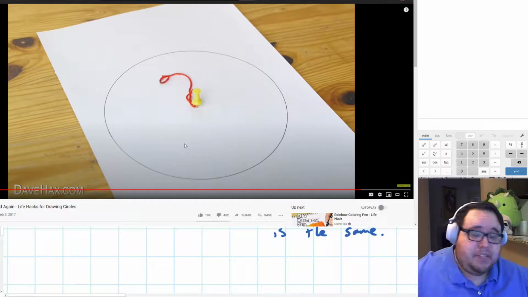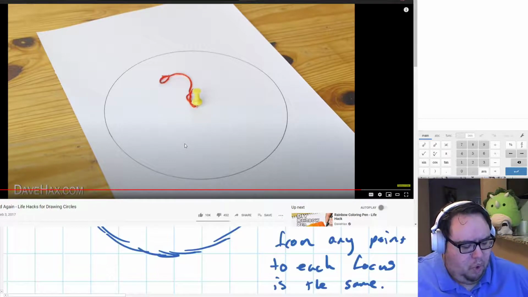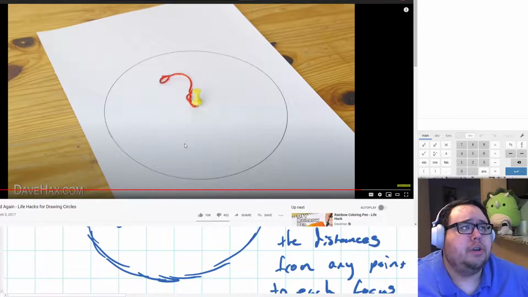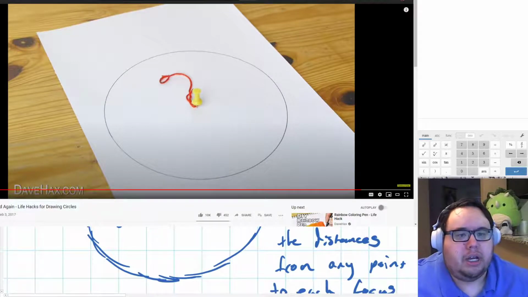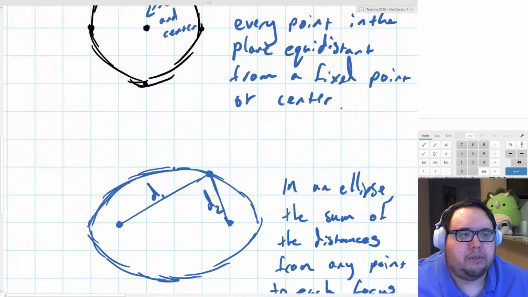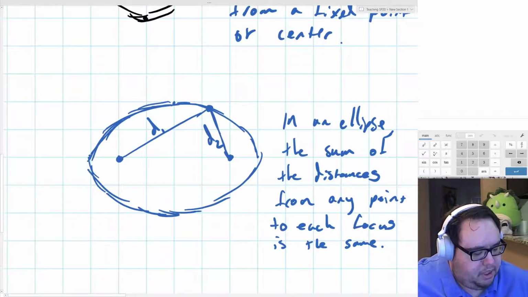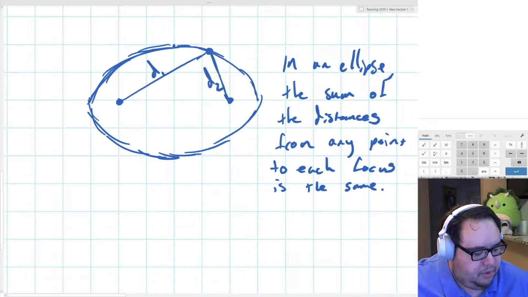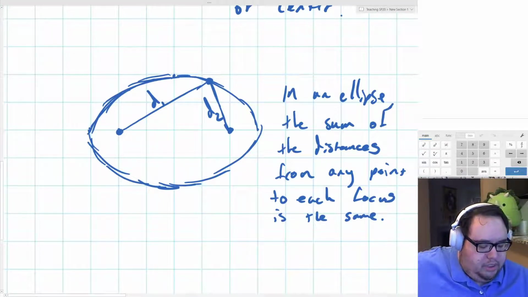And this actually gives us a method of drawing an ellipse. What you can do is instead of have one pin and one string, you can have two pins and a string that goes between them with some slack. And then you cannot see what I am writing. I apologize. I forgot to switch back. So in an ellipse, the sum of the distances from any point to each of the foci are the same. So D1 is equal to D2.